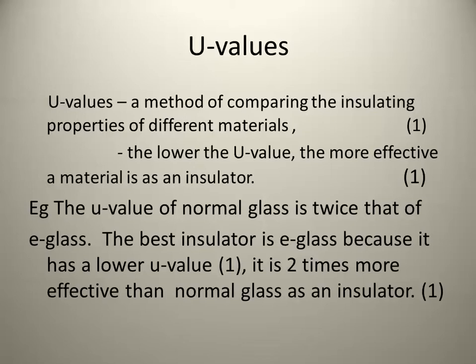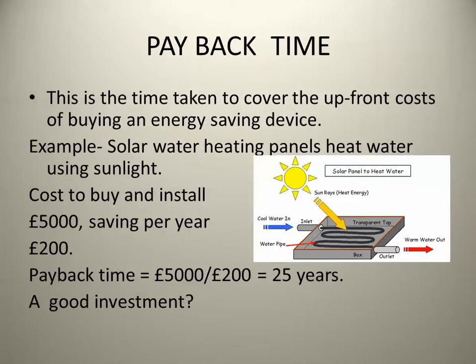You could go for the converse argument, which is that the worst insulator is normal glass because it has a higher U value and it is 2 times more conductive than E-glass. So either way it's fine. Easy to get confused, just remember the lower the U value, the better the material is. Right, moving on. Payback time.